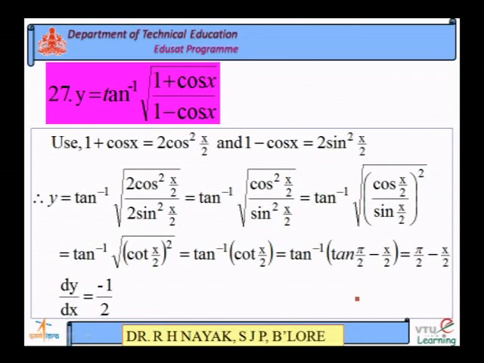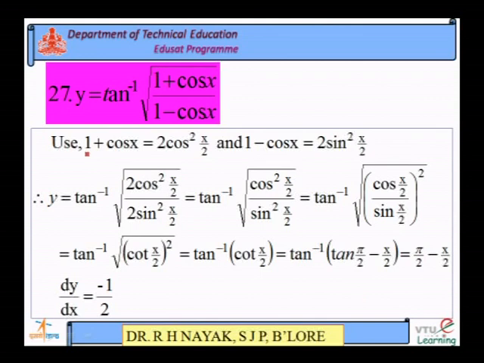It is tan inverse of function. We can go by substitution method according to submultiple angle formula. 1 minus cos A is taken as 2 sin square A by 2, 1 plus cos A is taken as 2 cos square A by 2. By substitution you can reduce it to a very simple form, it will be easy to differentiate, right.